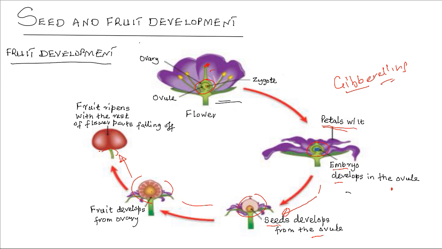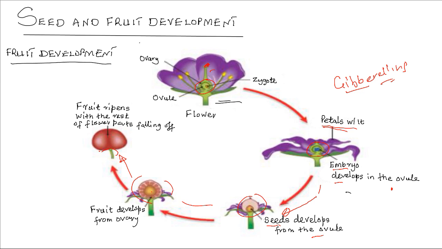Now, as mentioned, without pollination, the flowers of most plants will fall off. Just like without pollination, there'll be no fertilization. And without fertilization, there'll be no seed formation.